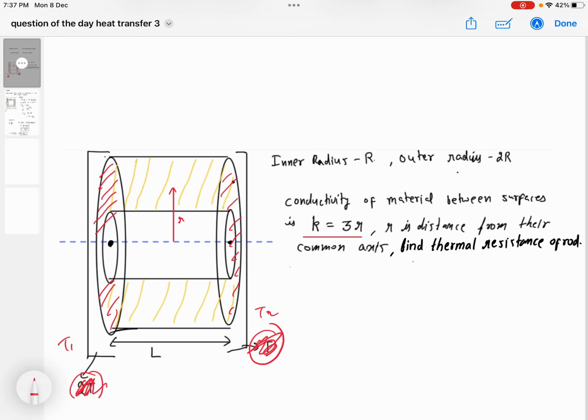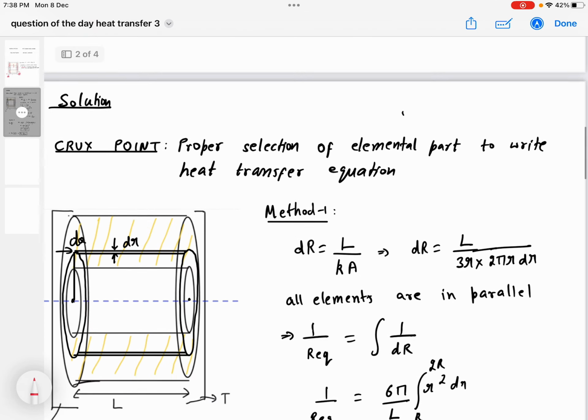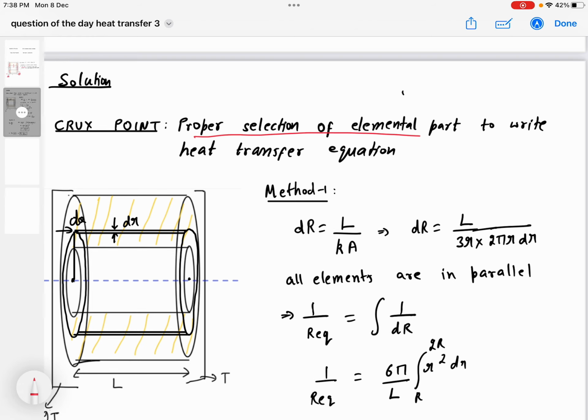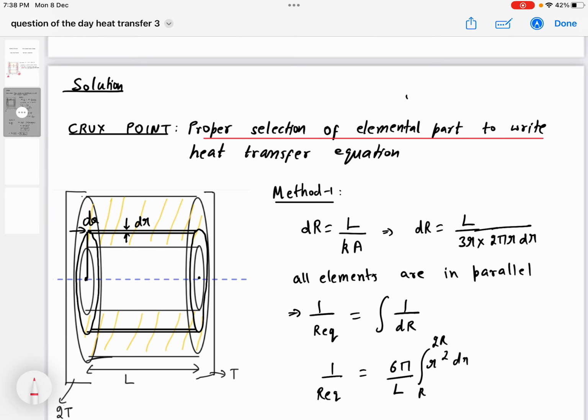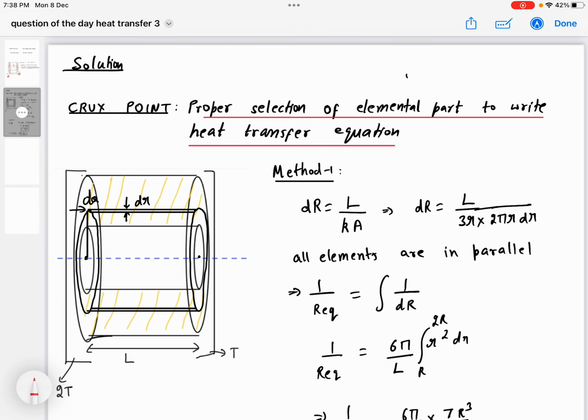The most important thing in this question is how we choose the elemental portion. That is the crux of the question: proper selection of the elemental part to write the heat transfer equation. So what element should we take? I am going to solve this by two methods. Method 1: for any small part we can write resistance as L upon K. So what kind of element should I choose? I should choose an element such that thermal conductivity is the same at every point of that element.